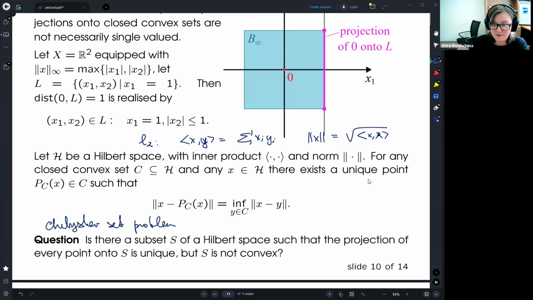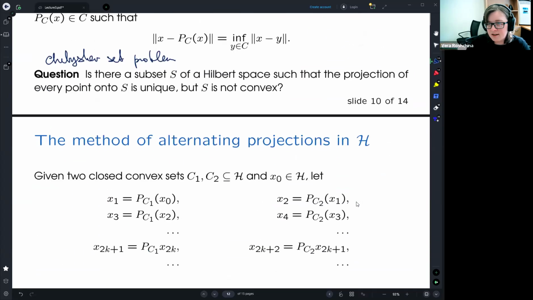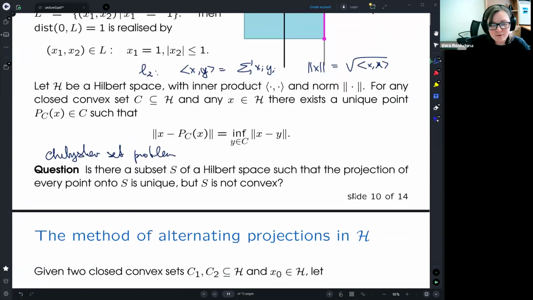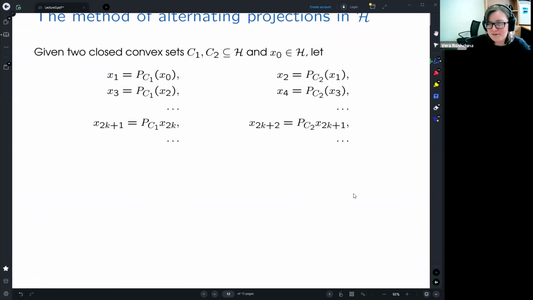However, the set is not convex. This doesn't work in finite dimensions. In finite dimensions, if you have a set on which the projection is unique, it's a convex set. And also, if you take the closed convex set, then the projection is unique, right? So it's like if and only if. But it's still an open problem in Hilbert spaces. There are examples in some other spaces, but it's a major problem that is still open.